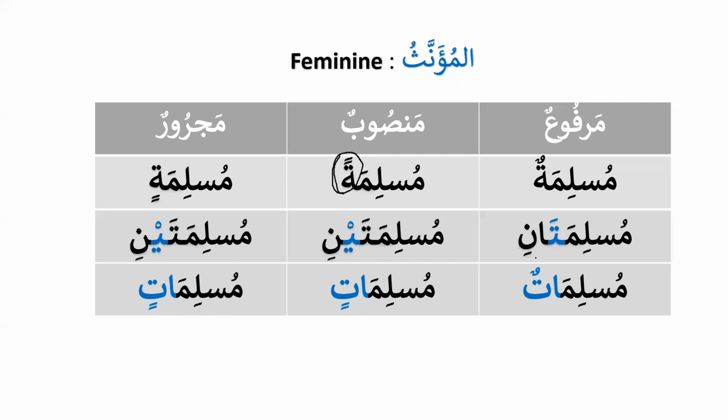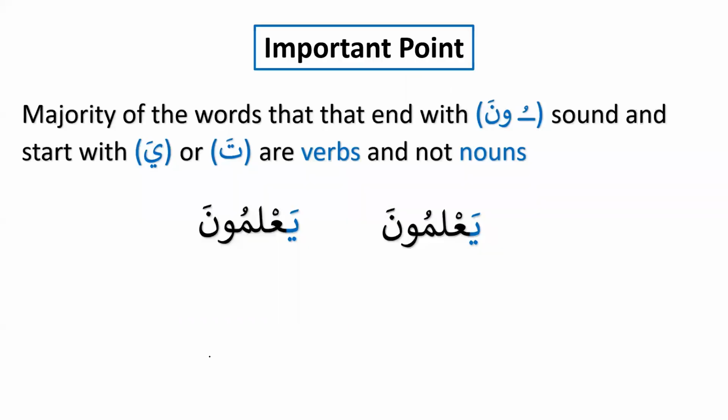And marfu and mansub are very simple. We will go by the sound. Tani, taini, taini. Muslimatani, muslimataini, muslimataini. And for the plural, there is a slight, as I said, twist over here. It will be Muslimatun, Muslimatin, and Muslimatin. So up to here, it is okay. But here, there is a small difference. For the masculine, we had the ina sound, but for the feminine, we have the sound of atun, atin, atin.